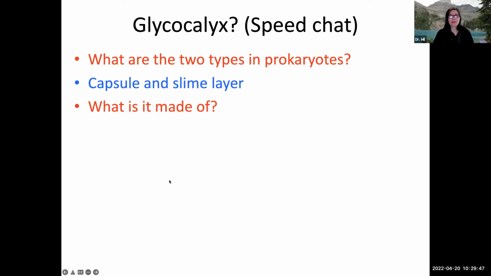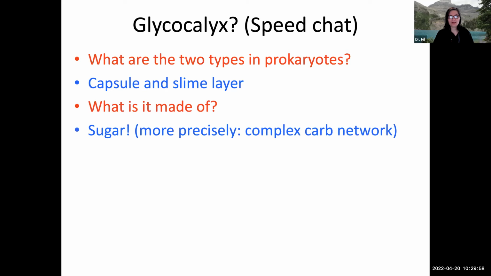Now, what was it made of? What's the composition of the glycocalyx? That's right, it's made of carbohydrates, a complex carbohydrate network. And sugars, as you may know, at the molecular level, attract water, so it tends to be a little bit like a jelly or a slime.